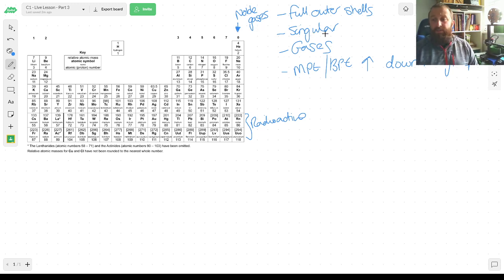So, yeah, in terms of the noble gases, we don't need to know a great deal about it. They've got a full outer shell, they're singular, they're gases, and they're very, very unreactive. We still use them, but generally they'll be used in any areas that we don't want reactions to happen.